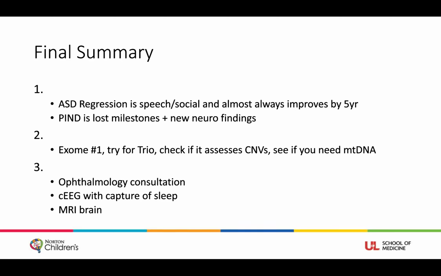We should also understand that exome is tier 1 for regression. It is what you need to do, and you should understand whether it has mitochondrial DNA sent with it. You just press a button to make it happen. It doesn't even necessarily cost more. You can press that button when you order it, and then understand the resolution of its copy number variant determination. And then the third thing is call the eye docs, capture sleep on the EEG, and always get an MRI.